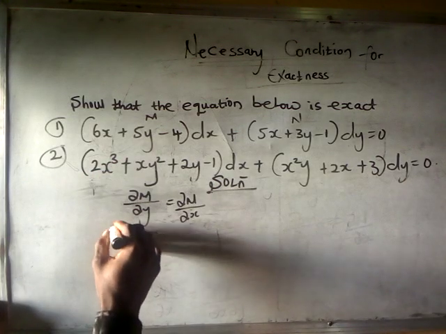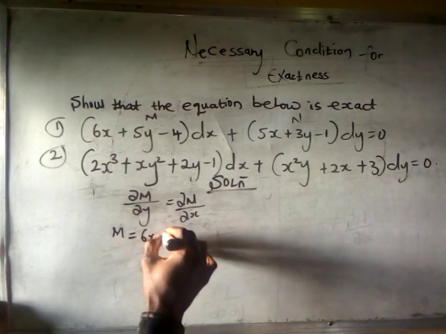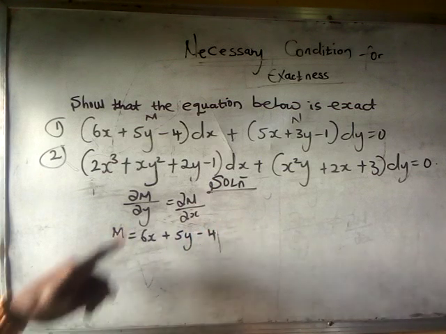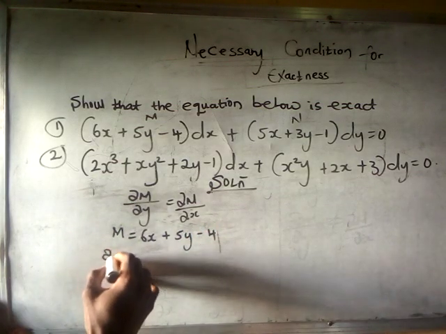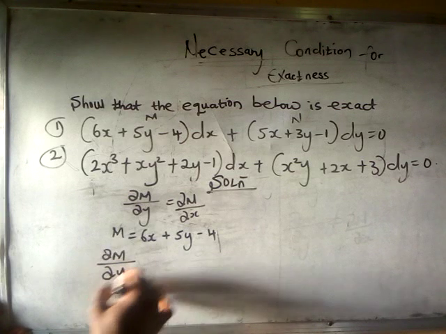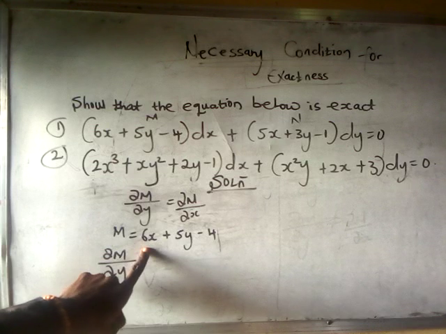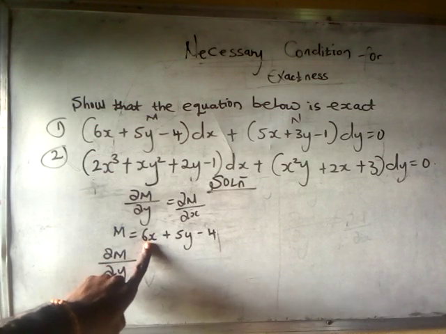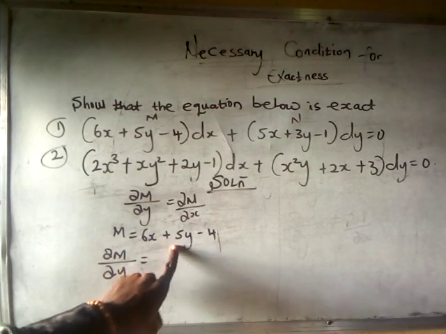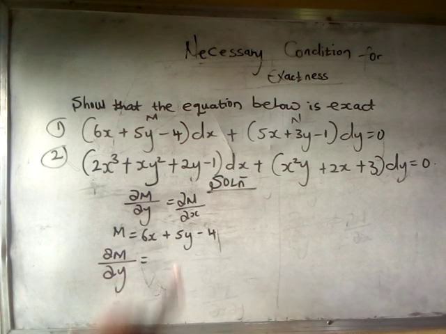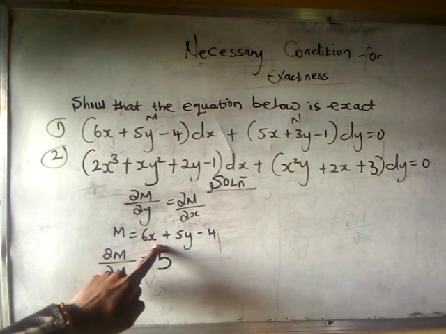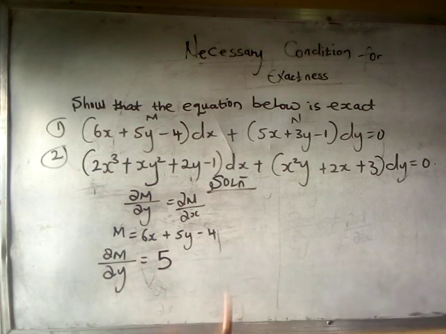I will say that M is equal to 6x + 5y - 4. Let's differentiate this with respect to y. The partial derivative of M with respect to y: we have no business with the 6x, and we only differentiate 5y because 5 carries y. So the derivative of the whole of that is only 5. Remember that this is x, so we have no business with it, and this is a constant. The derivative of a constant is 0. We are done with that.